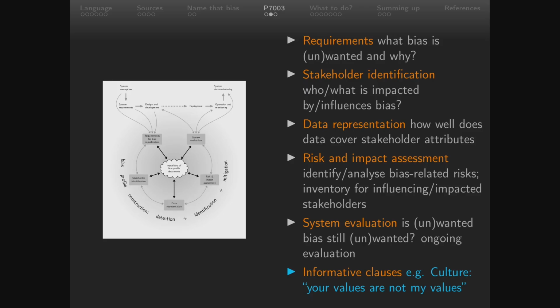And then lastly, there are also a number of informative clauses, including one on culture, which emphasizes what we were saying earlier about different societies and different contexts of use, because the values of one society are not necessarily the same as the values of another society, despite what Schwartz, that's not the same Schwartz as earlier, says about the value wheel.